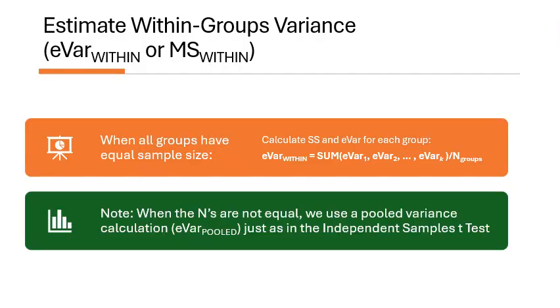So when all groups have equal sample size, all we do is we calculate the sum of squares and EVAR for each group, just like we've done before. EVAR within then is just the sum of all those EVARs for each group divided by the number of groups. Or you could just take the average of all those EVARs that you calculated for the groups. When the n's are not equal, we'd have to use a pooled variance calculation where we proportionally weight the variance for each sample, just like in the independent samples t-test. We're not going through any examples like that in Excel.